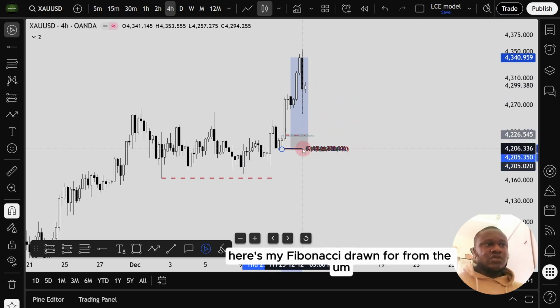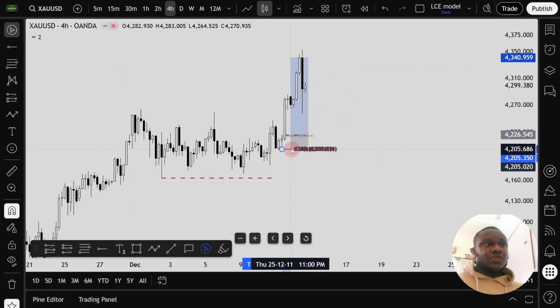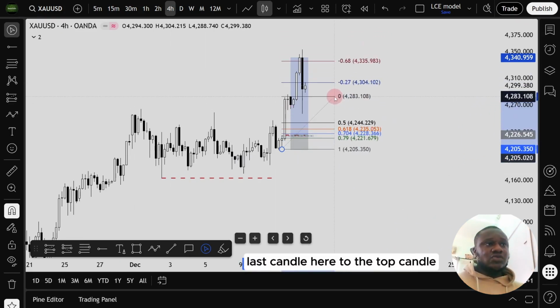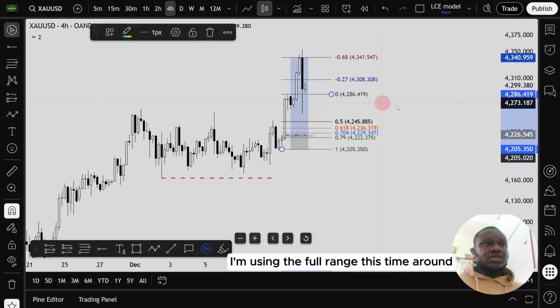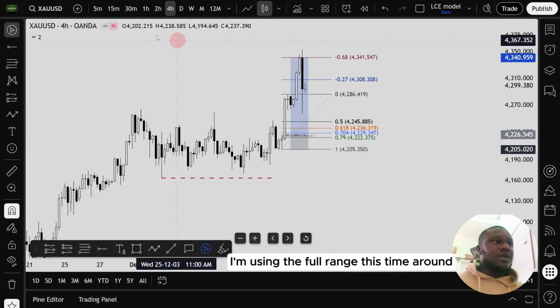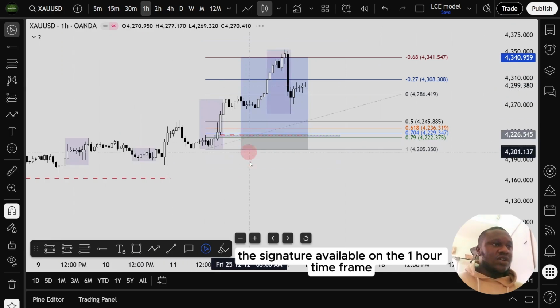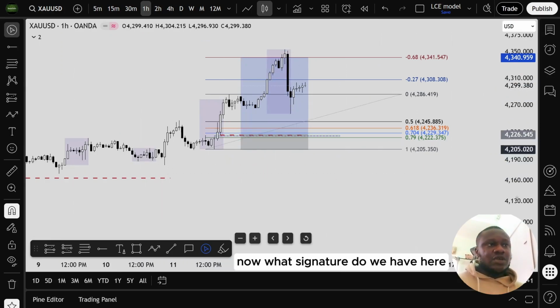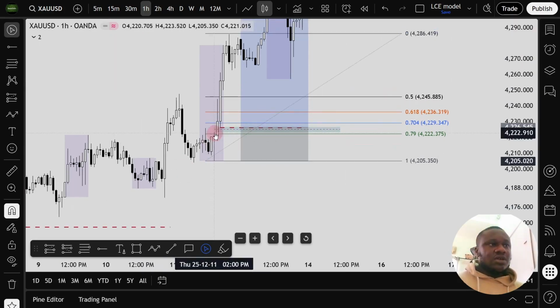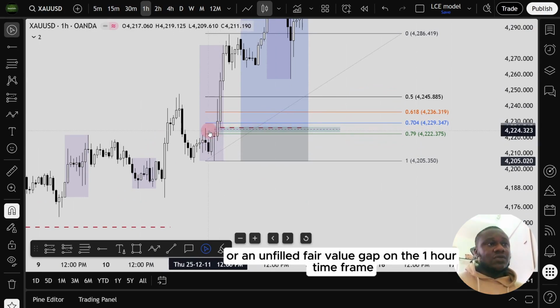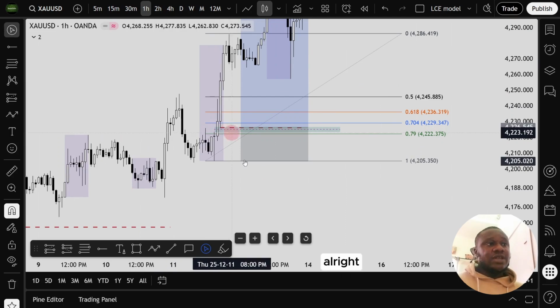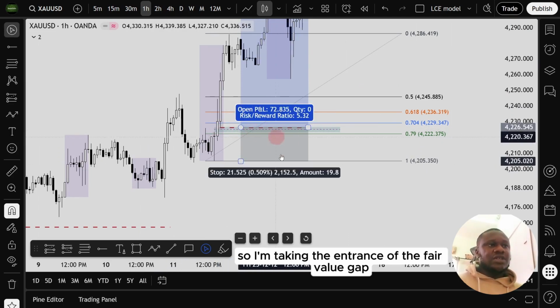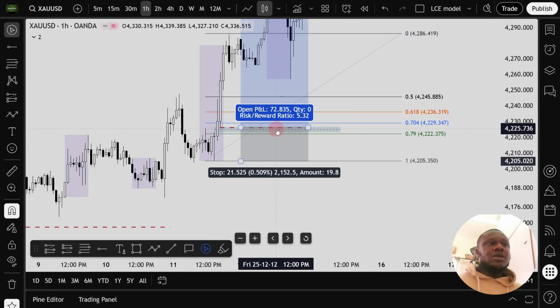Here's my Fibonacci drawn from the last candle here to the third candle. I'm using the full range this time around because of the signature available on the 1 hour time frame. Now, what signature do we have here? There is an unmitigated, or unfilled, fair value gap on the 1 hour time frame. All right, so I'm taking the entrance of the fair value gap.